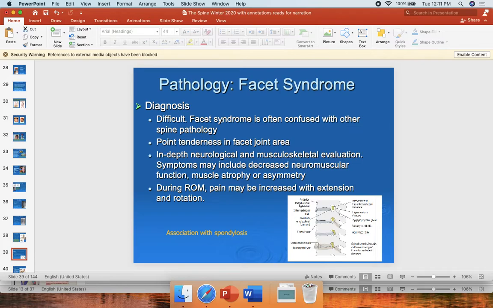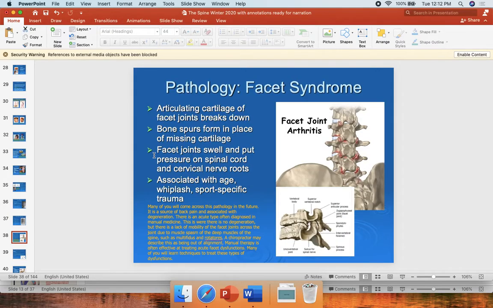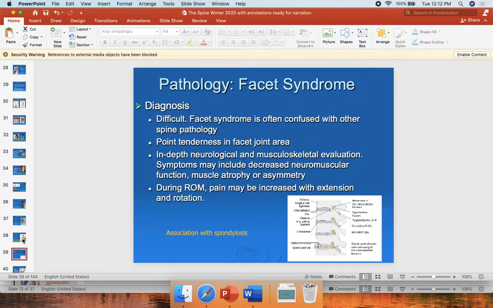So the diagnosis, they say here it's difficult, and that's because we have so many potential problems at the back with pain. And so really they're going to take an x-ray. They're going to see some of this osteophyte formation. They're going to realize that not a lot of the other treatments that they've been doing is going to work. And so they're going to begin to come to a facet joint syndrome through a process of elimination.